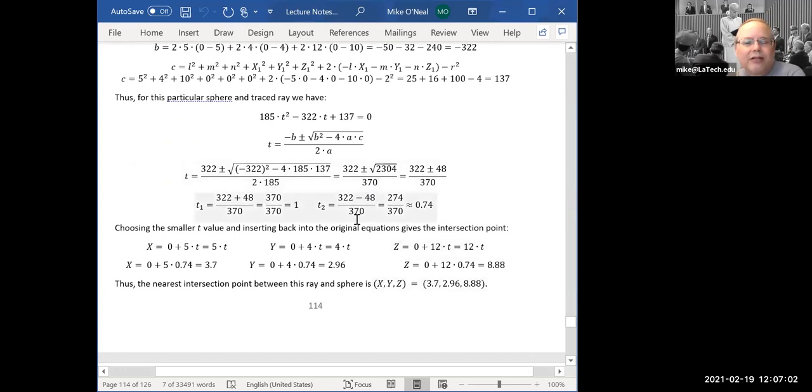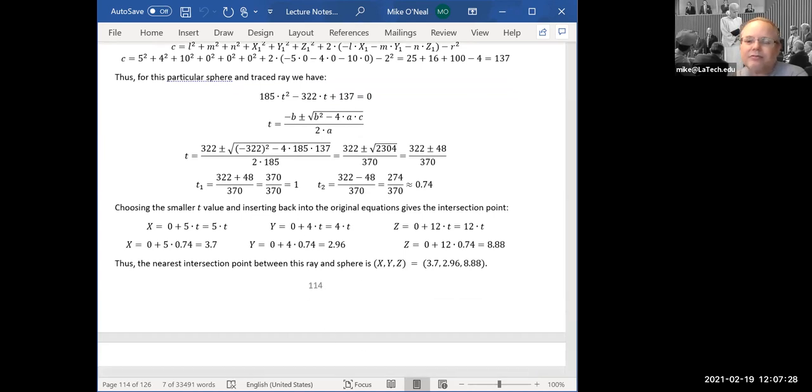And you derive it through, and you end up with a t1 of 1 and the other t of 0.74, 0.74 smaller than 1. So you plug 0.74 back in for t here into the original equation, and boom, boom, boom, you get 3.7, 2.96, and 8.8. So that's the nearest intersection point.